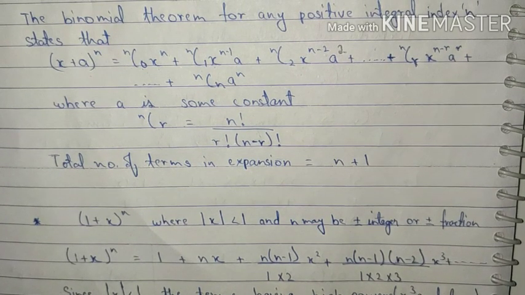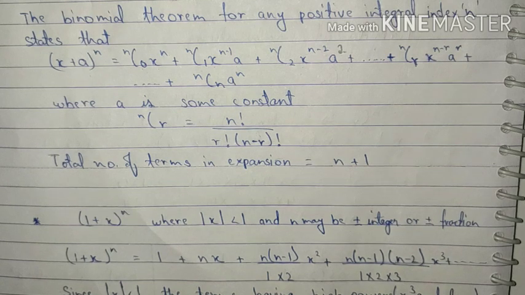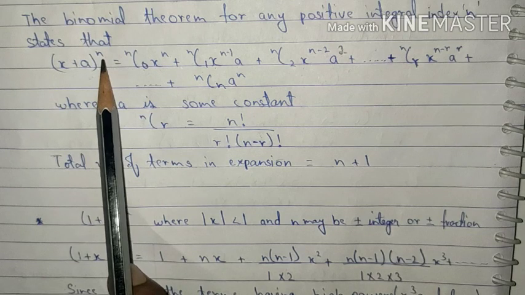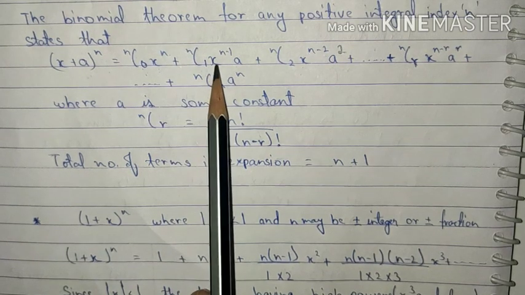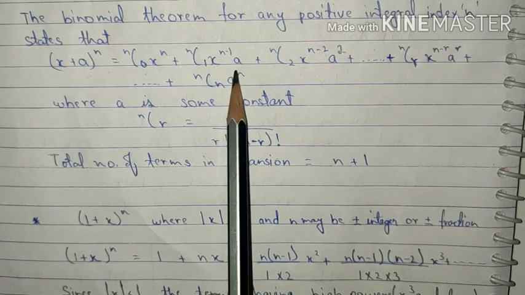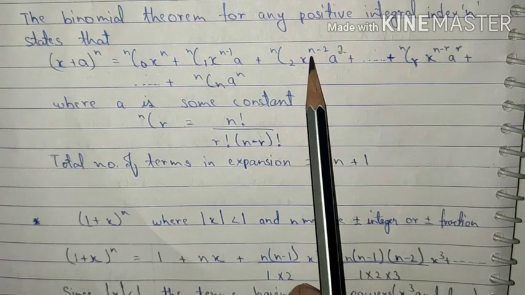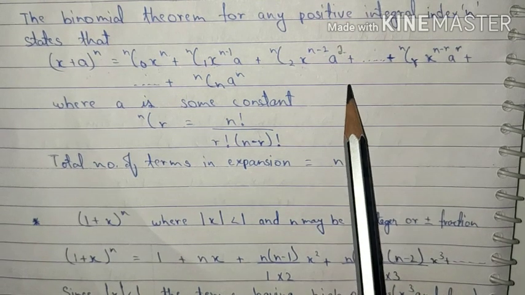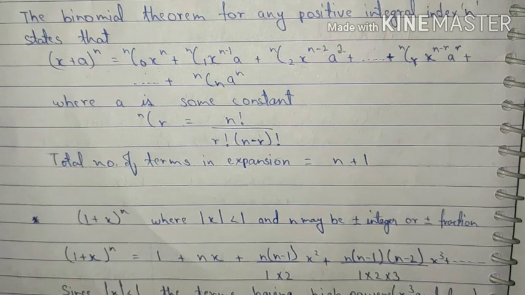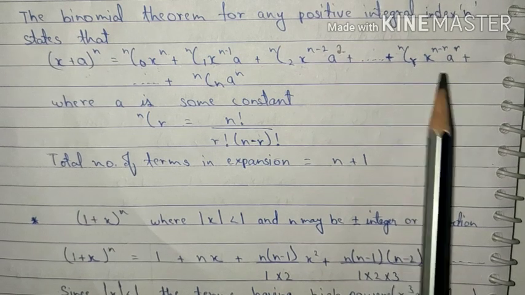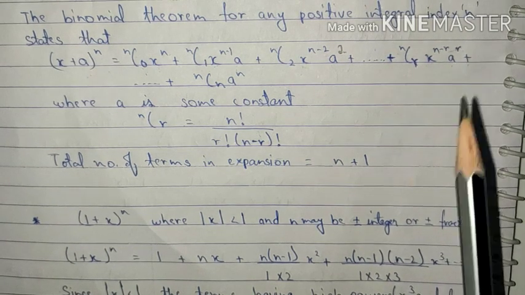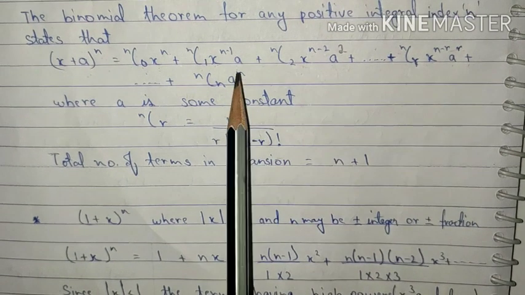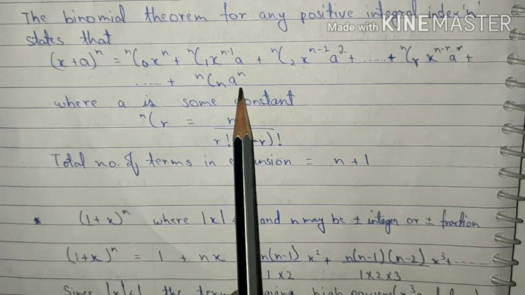So the exact binomial theorem for any positive integral index n states that (x plus a) whole raised to the power n can be expressed as nC0 x raised to the power n, plus nC1 x raised to the power n minus 1 a, plus nC2 x raised to the power n minus 2 a raised to the power 2, plus, and we keep on adding so on, and ultimately we get a term nCr into x raised to the power n minus r a raised to the power r, plus, and we keep on adding, ultimately the last term of this particular theorem will be nCn a raised to the power n.